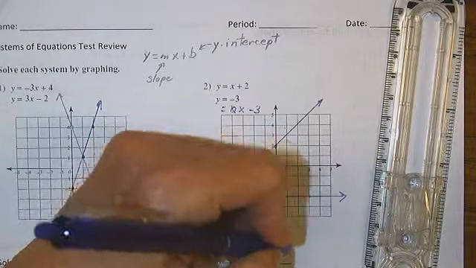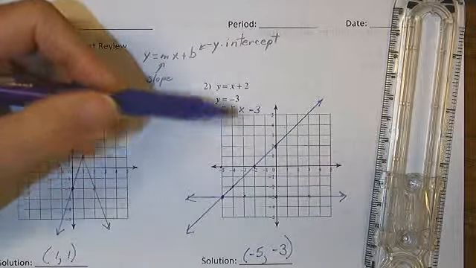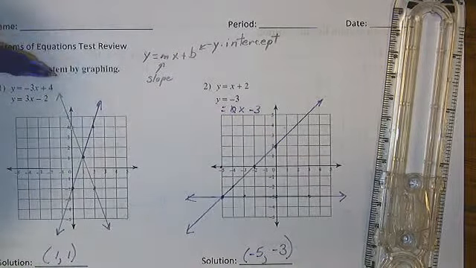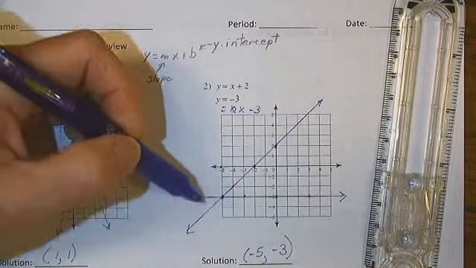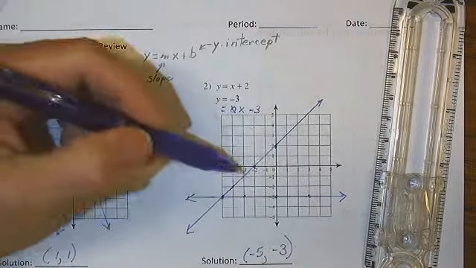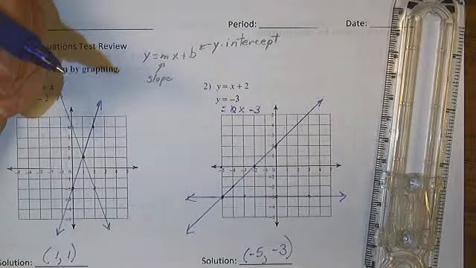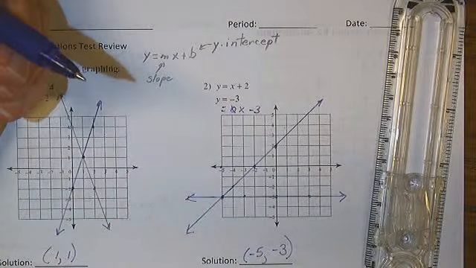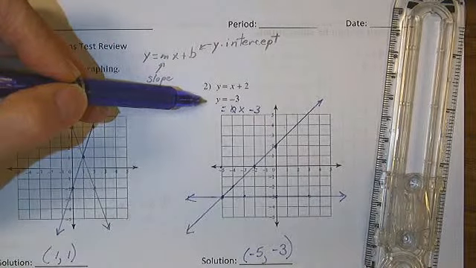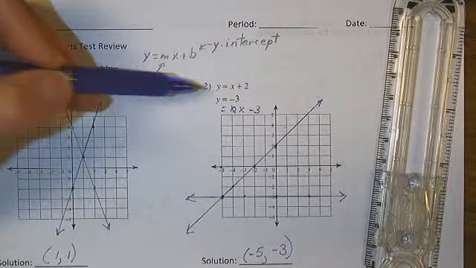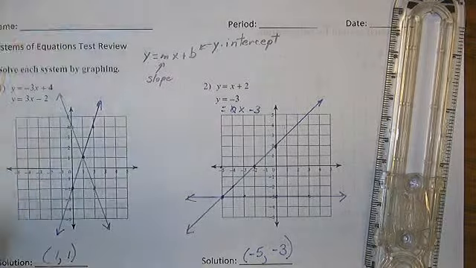Please note that if I'm asked to graph a system, even if the lines do not intersect in my little grid, I can still solve the problem. All I have to do is solve by elimination or solve by substitution.